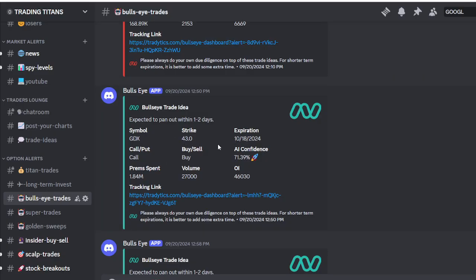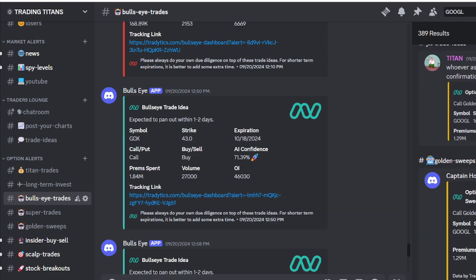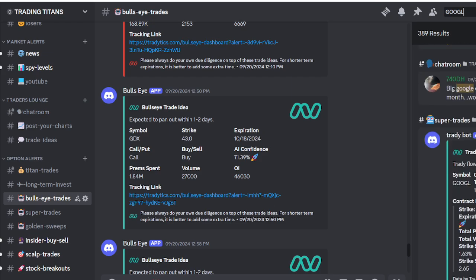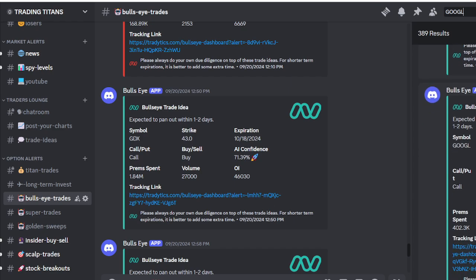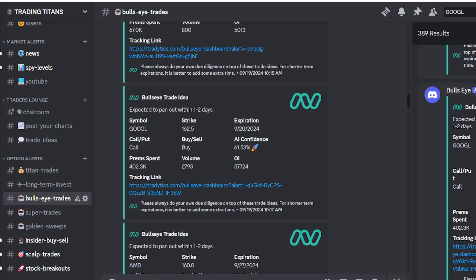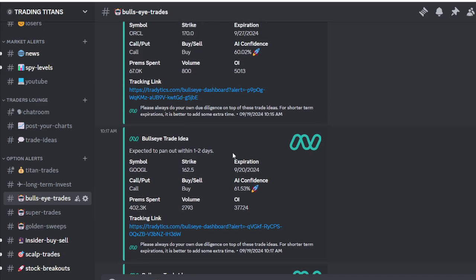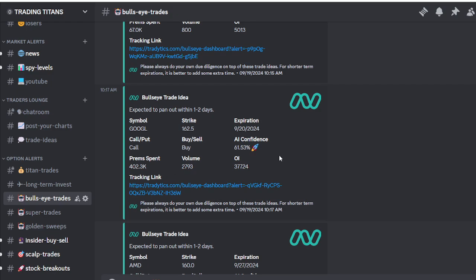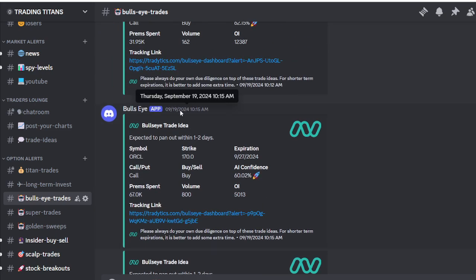You have plenty of time on it, but let's say, for example, we took a Google play on the bot, and that was a play I recently showed you guys the outcome of. The bot alerted, I believe, a 162.5 call, right? So here it is. Right here you have a 162.5 call for September 20th. It was alerted. What was the date on this? Regardless, it was alerted. Oh, here it is. The date was September 19th.